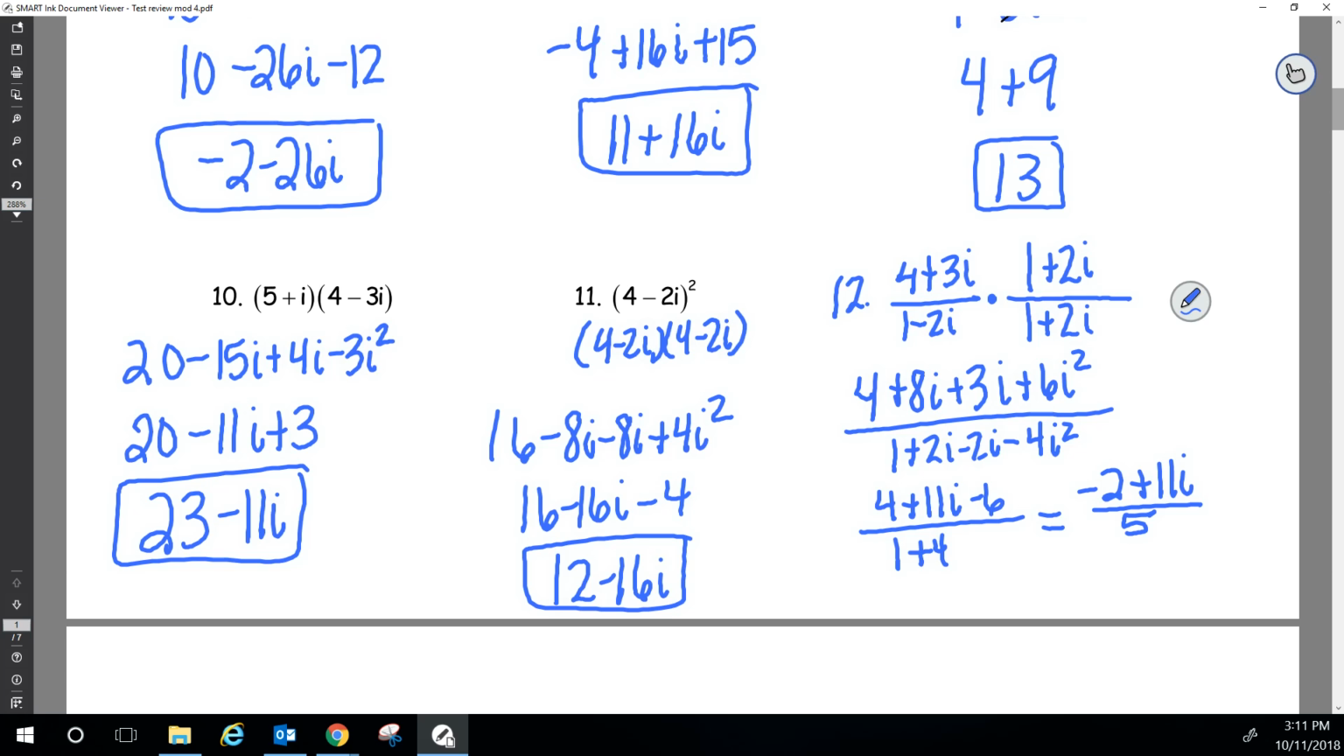I want to split this guy up. Remember, we want the real part plus the imaginary part. So negative 2 fifths plus 11 fifths i. And now I've written it in complex form.